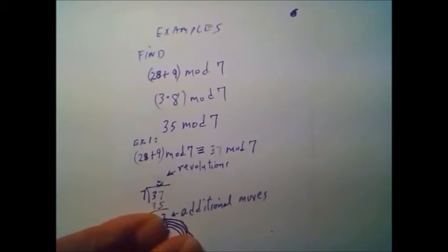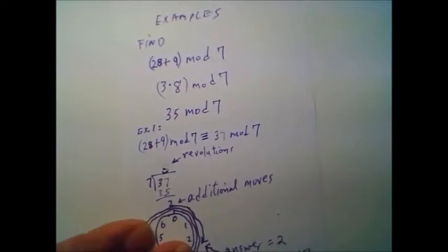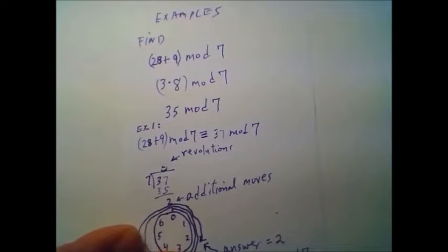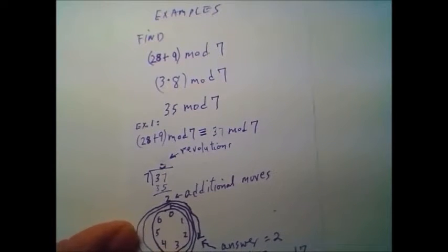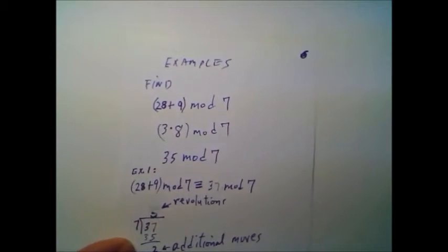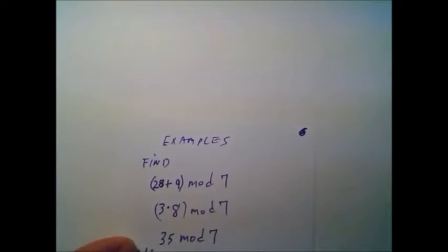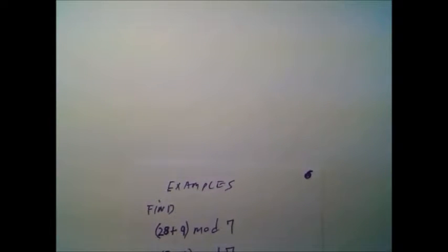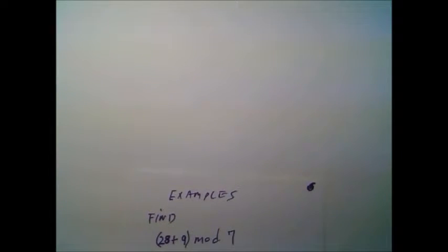Alright, now that we have the steps, let's look at some examples. You should copy these examples in your notebook because we're going to go over these. First of all, we want to find 28 plus 9 in mod 7. We want to figure out what that will be in mod 7.